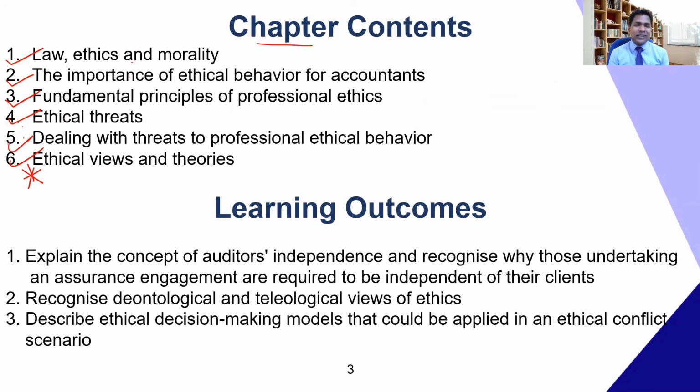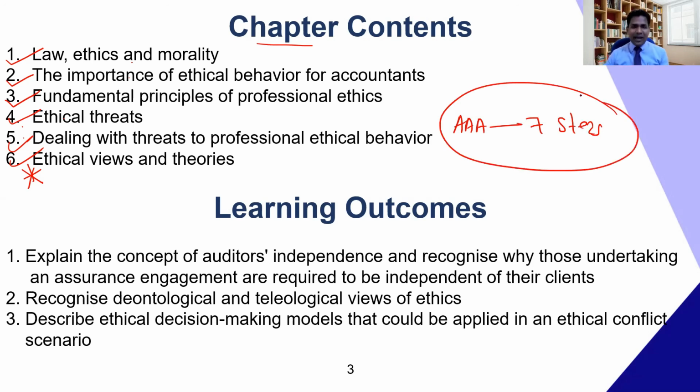If I go through the learning outcomes again: explain the concept of auditor's independence, recognizing that those undertaking an assurance engagement are required to be independent. Recognize deontological and teleological views, which you are very much aware of: duty-based and result-based. Describe the ethical decision-making model that could be applied in an ethical conflict scenario: the AAA model, the American Accounting Association model, with its 7 steps. Even now you can apply it from your practical circumstances to a particular scenario. With that, we are finishing this chapter 11 discussion.